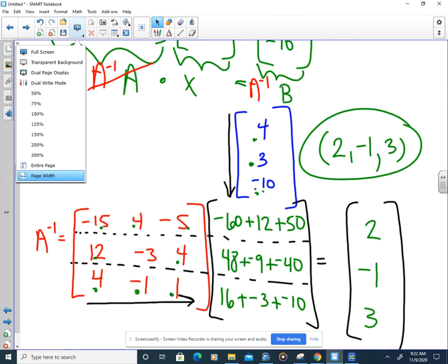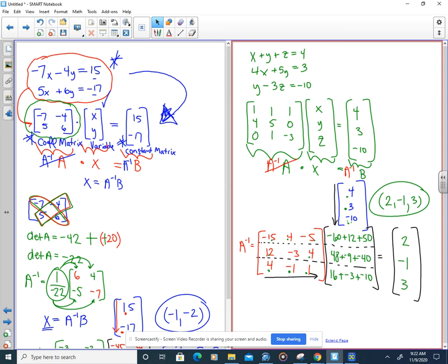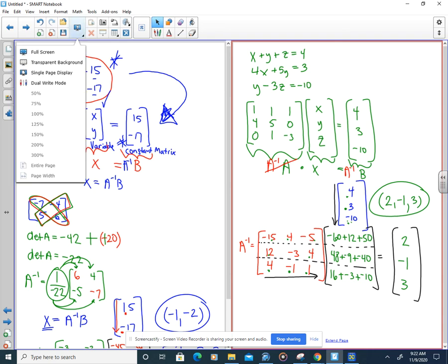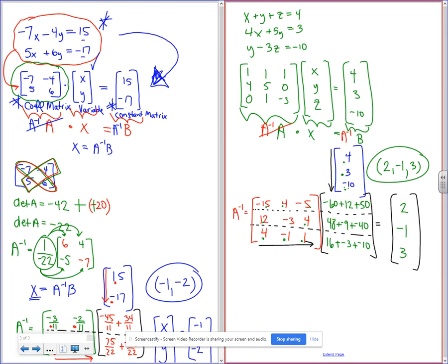So for systems of 3 equations or more, I will give you the inverse. But for systems of 2 equations, you're going to need to find the inverse yourself to solve it. So again, here are the 2 problems that we solved today using inverses of matrices.